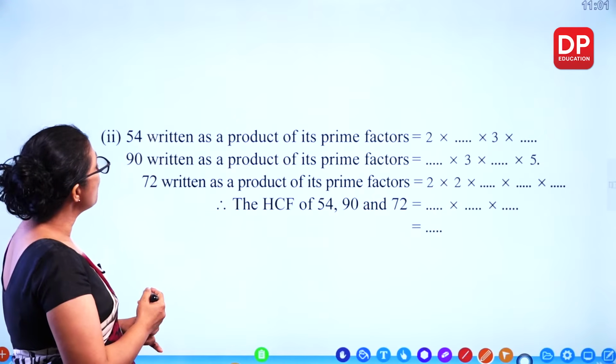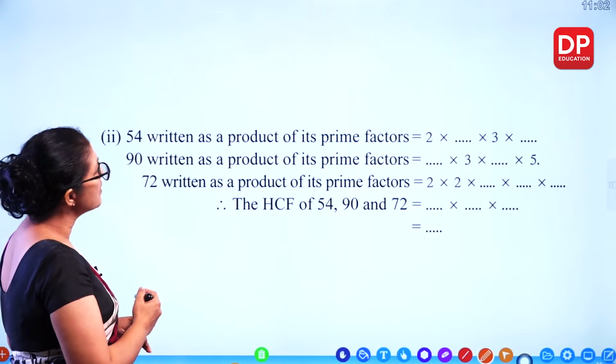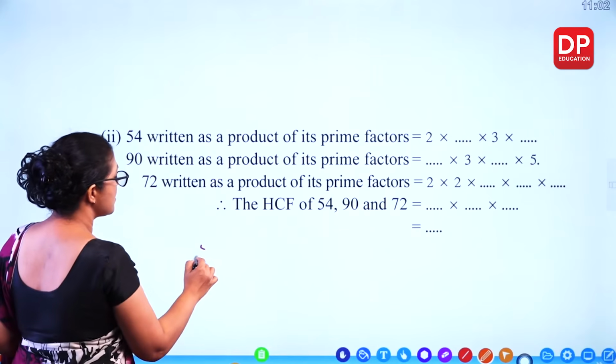Part 2, 54 written as a product of its prime factors. So it's easy. First, divide and see.